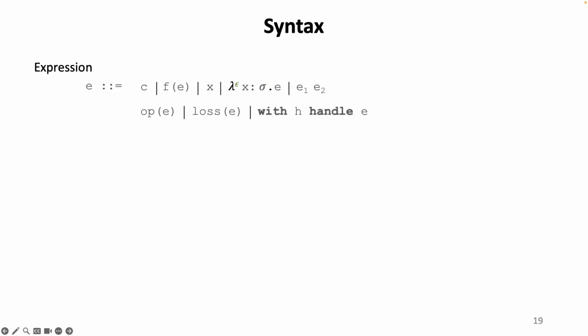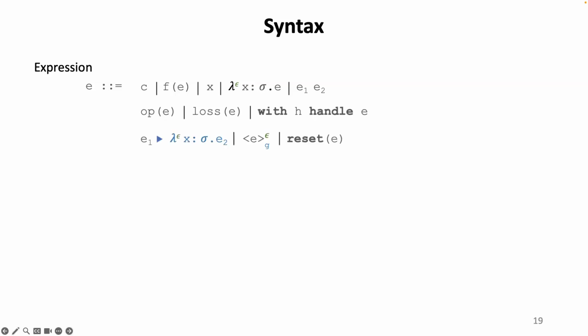And we have three constructs associated with effect handlers. So we can perform an effect operation op by providing an argument E. And we can also call the loss operation by providing an argument E. And we can also handle a computation E using a specific handler H. And as I stated, this loss operation is basically just a writer operation that writes the loss. So if you call the loss continuation multiple times, the losses will get accumulated.